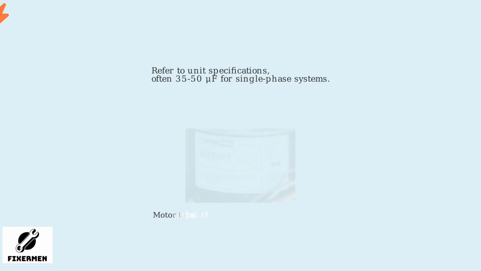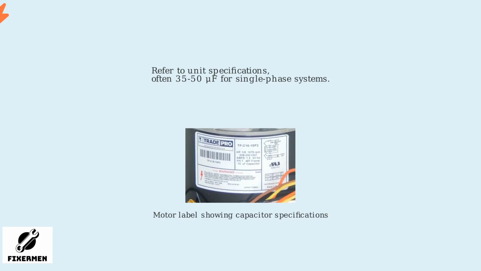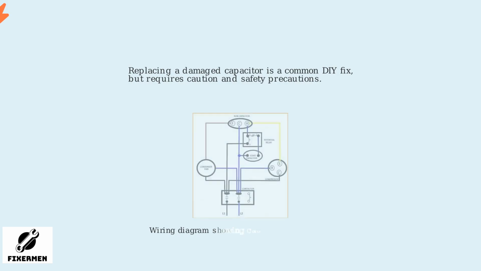Before replacing, check your unit's specifications. For many Rheem single-phase systems, capacitors range from 35 to 50 microfarads. Always use the exact replacement part to ensure proper function. Replacing the capacitor is often a straightforward DIY repair, but it must be done with caution.